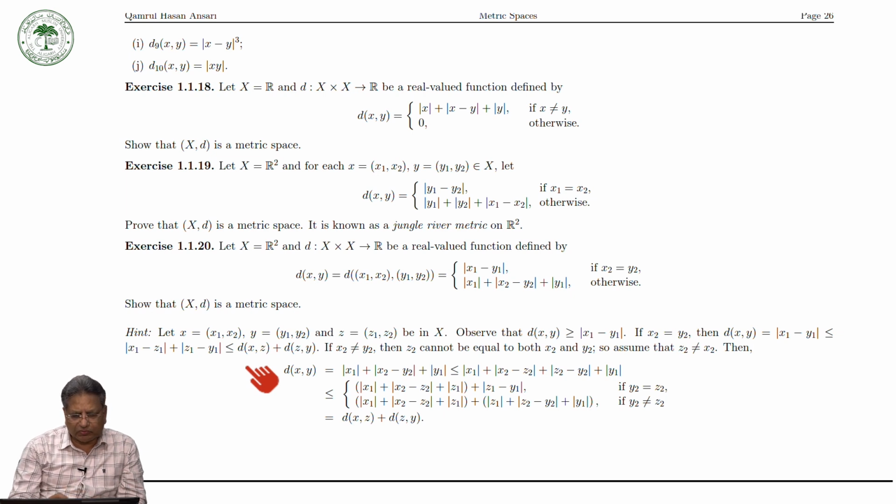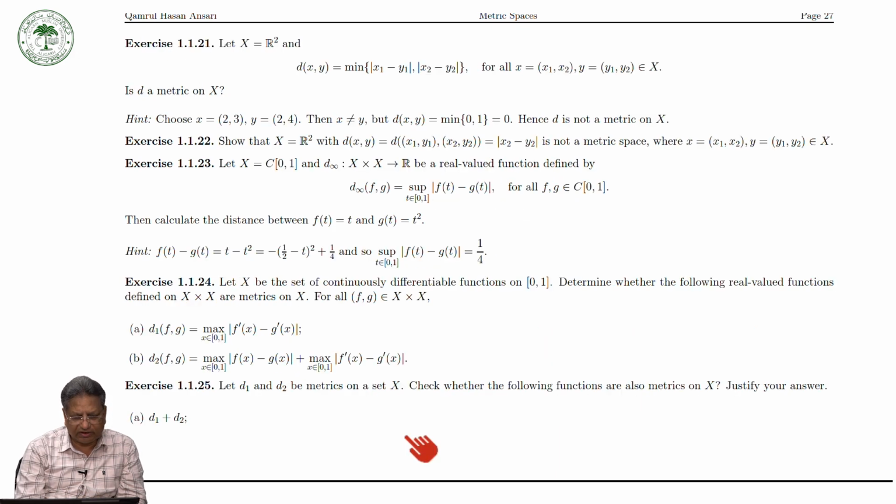Here are several other questions and exercises, where you can prove that this d defined on X equal to R in this way is a metric on X. The metric defined in this way is a metric on R2. It is called the jungle river metric. The metric defined in this way is a metric. I have given some hint, so you can do it by yourself.